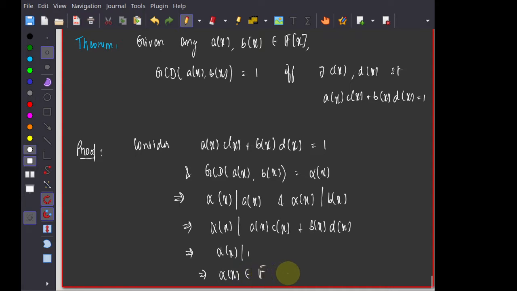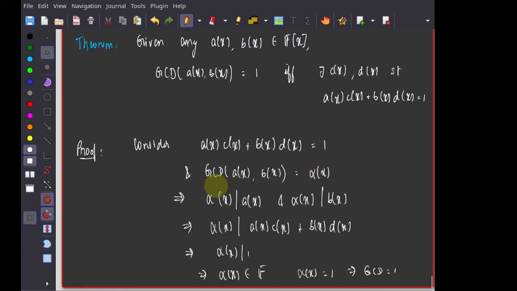It's a field element, and since it's the GCD, alpha of x equal. Right, so this means that the GCD is equal to 1. So if there exists C of x, D of x such that A of x times C of x plus B of x times D of x equal to 1, then it implies that the GCD is equal to 1. So that's one part proved.